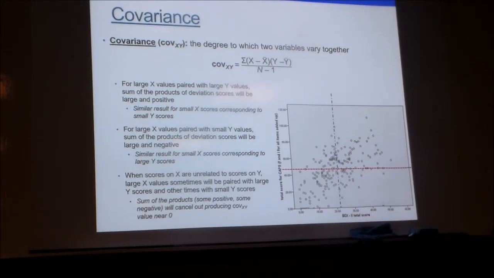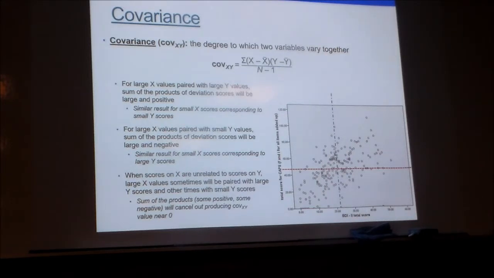Okay. Now, when scores on my X are unrelated to scores on Y, sometimes my large X values are going to be paired with large Y values, and sometimes with small Y values, right? Same thing, sometimes my small X values are going to be paired with large Y values, sometimes with small Y values. And so these cross products, some of them are going to be positive, some of them are going to be negative. They're going to cancel each other out, and I'm going to get a covariance very close to 0 or something along those lines, which would indicate a non-relation between those two variables. Okay, so mathematically, this is what we're looking at in terms of our covariance. Covariance is just the extent to which X and Y vary with one another.